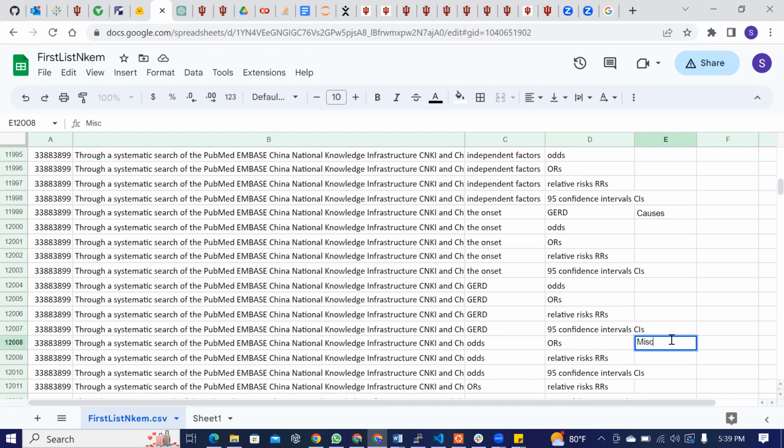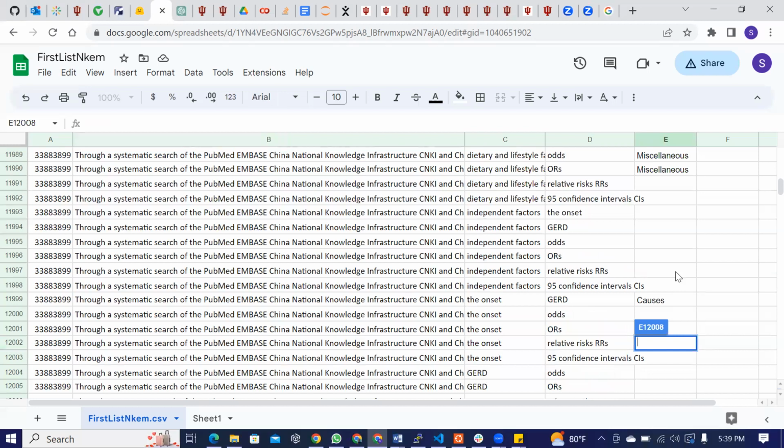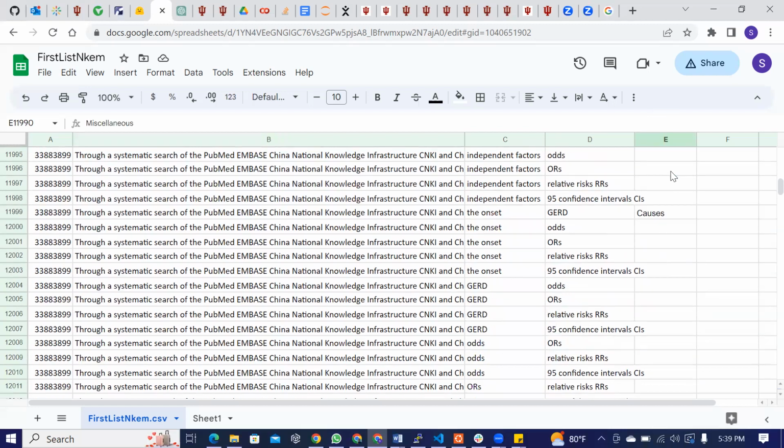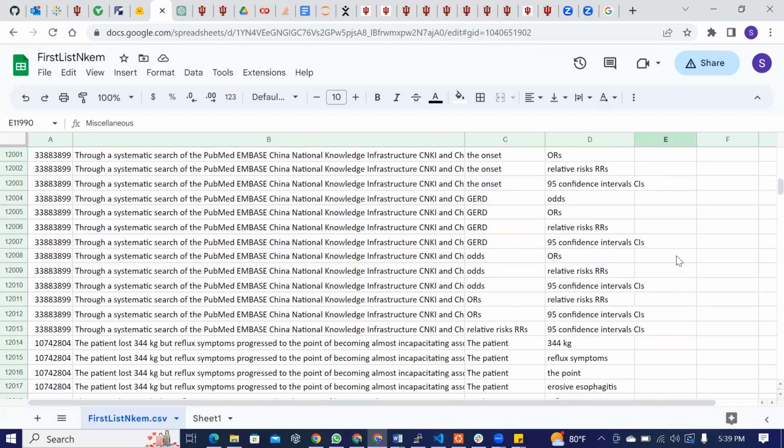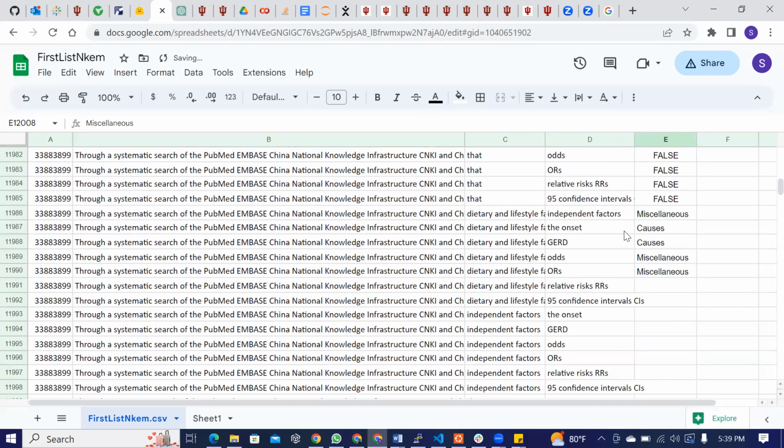So when something is split into two, you check what would fit it the most, whether it's going to be miscellaneous, but don't put it as false relationship. Maybe a conjoined word, like China National Knowledge Infrastructure. If you split it, because it's a model, no human being is going to split words like this. It's just not humanly possible to do this for thousands of data. So that's what we're trying to achieve.